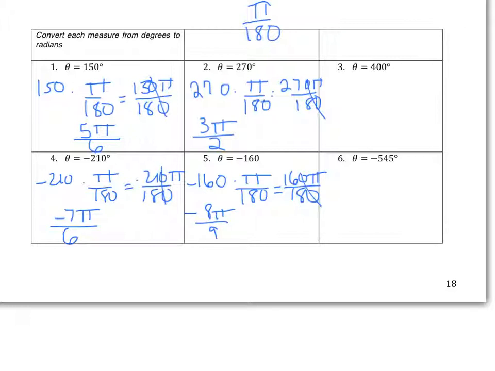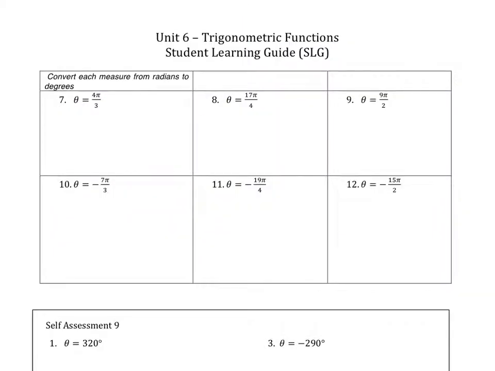Let's go ahead and look at the next page to convert radians to degrees. In the first, we have 4 pi over 3. So 4 pi over 3 times the conversion factor. We need to cancel out pi, so pi goes on the bottom this time, and 180 goes on the top.